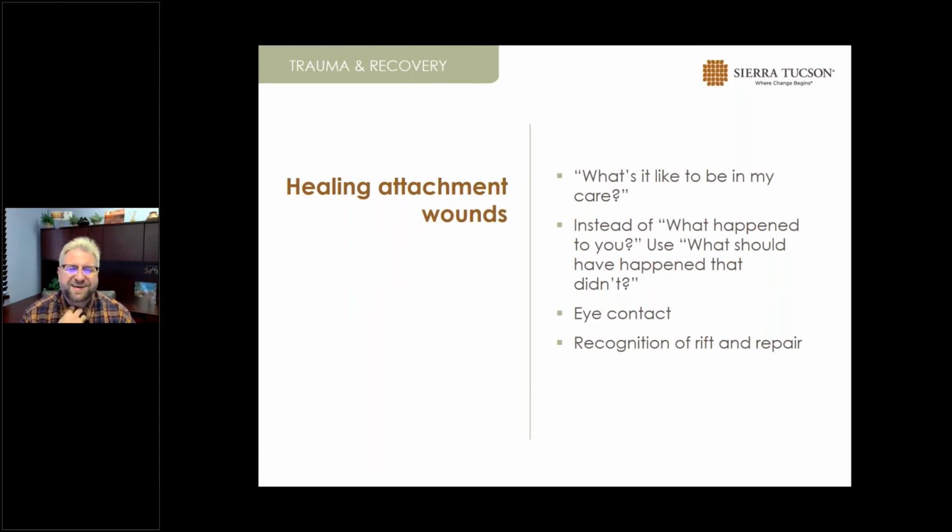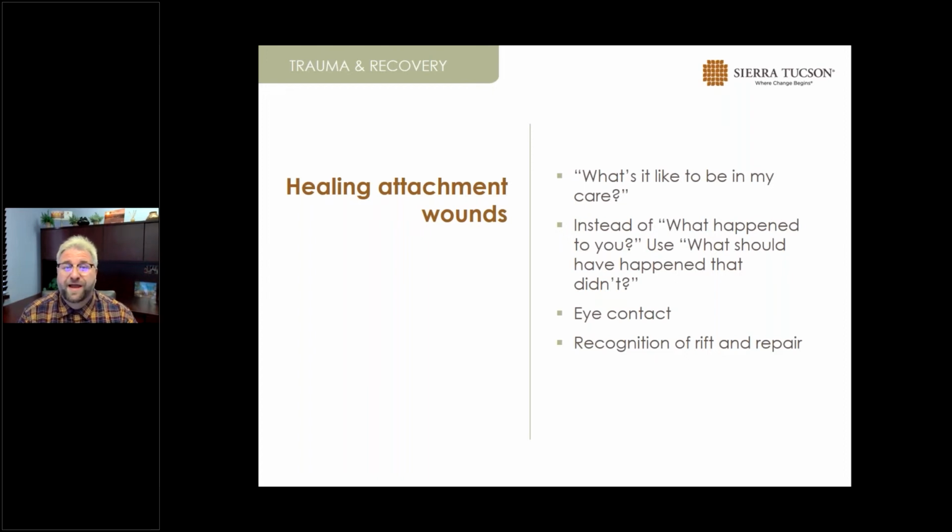When we're healing attachment wounds and working with people, the somatic approach is that they might not even recognize what it's like to be in therapy. They may not recognize what it's like to be in the care of someone who we would call a competent protector, somebody who would be there to keep them safe.